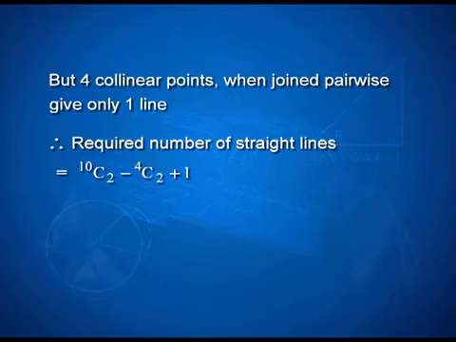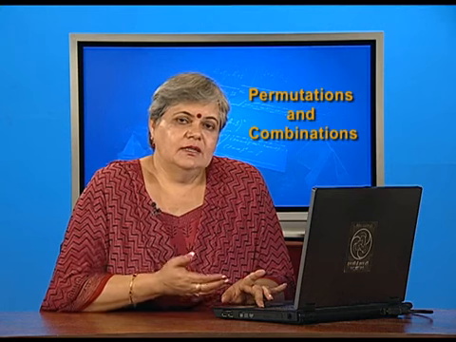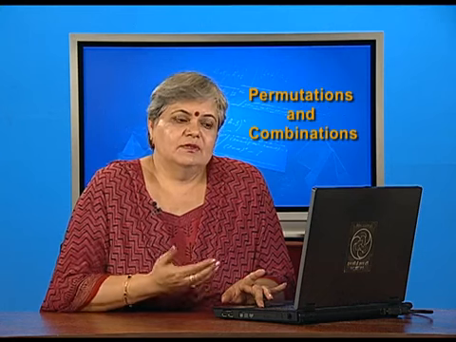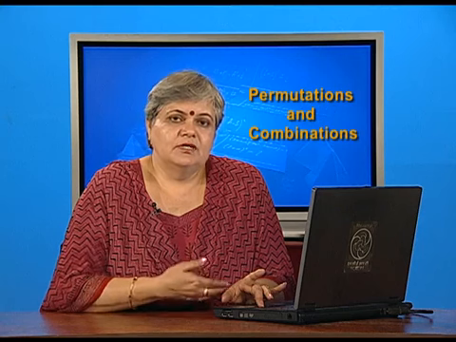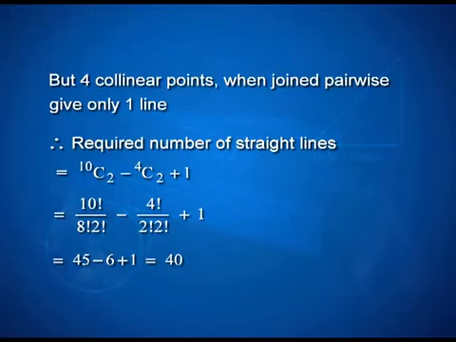The total number of straight lines that can be formed will be nothing but 10C2 minus 4C2, because they were all of the same kind and that was not giving rise to any unique line. But then when I subtract this 4C2, I am also removing the line on which all those 4 points lie. So, I have to add back that 1, and therefore, the total number of lines that I get on calculation turns out to be 40.